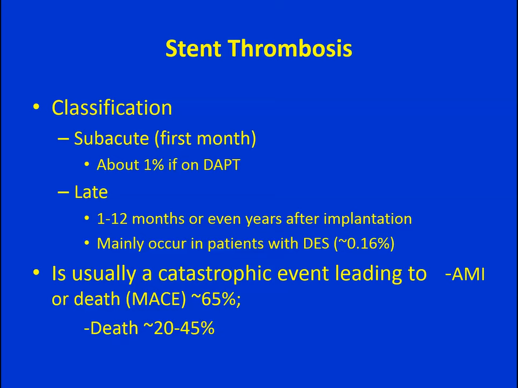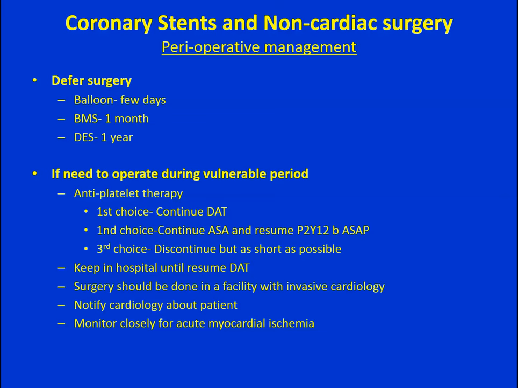So what are our perioperative management options? One is to defer surgery if they've had a balloon for a few days, if they've had a bare metal stent at least a month, and if they've had a drug-eluting stent at least a year. If we need to operate during the vulnerable period, we have several options. The first choice is to continue dual antiplatelet therapy. The second, and there's a typo here, is to continue aspirin, but discontinue the P2Y12 drug, but then resume it as soon as possible.